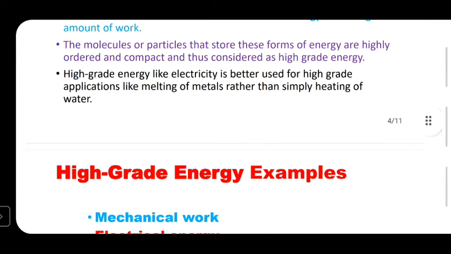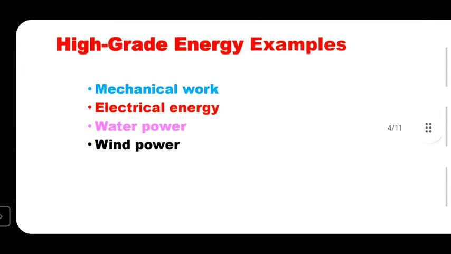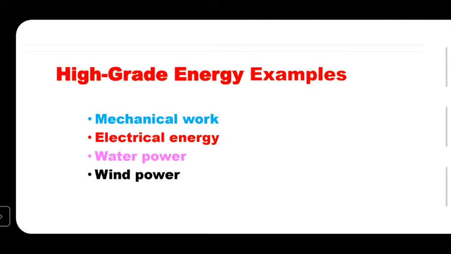Now there are some examples of high grade energies: mechanical work, electrical energy, water power, meaning hydraulic power. That is one example of high grade energy. Wind power plant, where the velocity of wind is utilized to convert to electrical energy by using wind turbine blades. We have already discussed wind energy, water power, hydraulic power, electrical energy. These are examples of high grade energy. High grade energy is nothing but a high amount of work done, where a high amount of energy is utilized to convert the work.